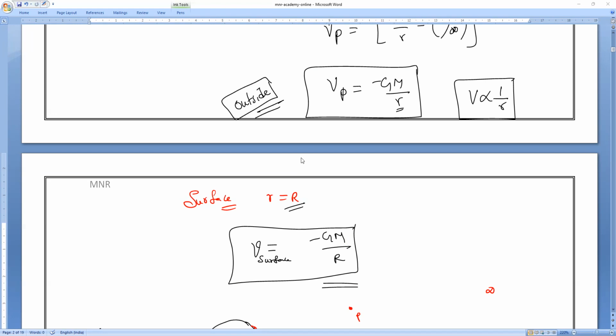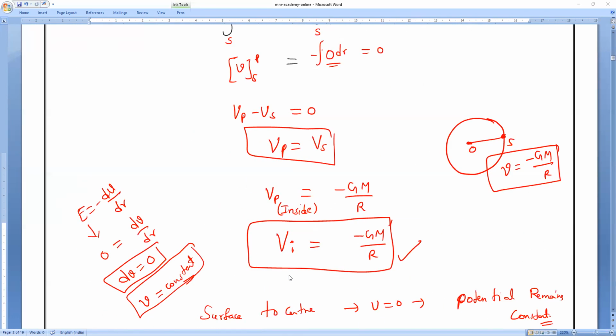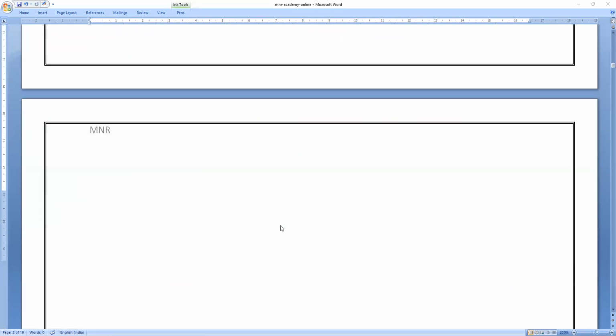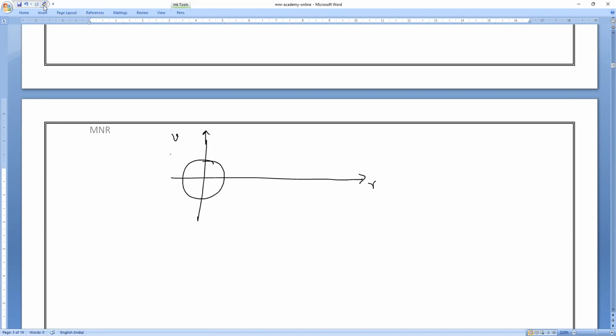Right. Next one. I have taught you already. First we have to plot the graph. Let us finish the graph now. As it is minus, it is a negative value that will come. So if I plot the graph for this one, V versus R, all of you observe. I am taking a hollow sphere. We all know that the value is minus Gm by R.